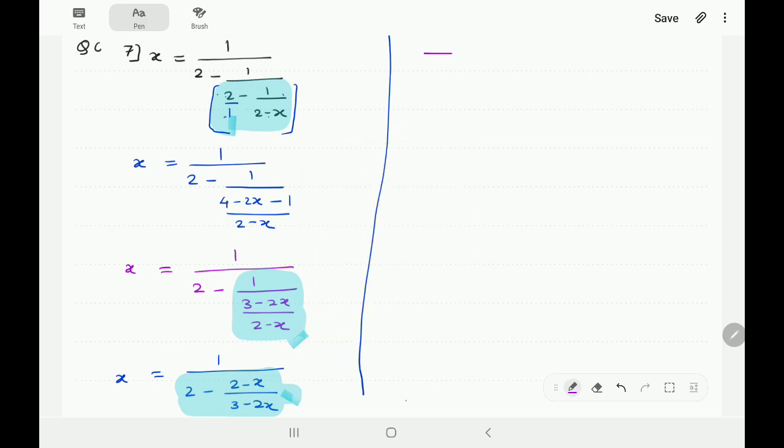Cross multiply. The other things I'll keep as they are. So x is equal to 2 into bracket 1 upon, yes, right, 1 upon 2 into this, 2 into this. So I get 6 minus 4x. This is a minus of this. So minus of 2 minus x whole divided by 3 minus 2x.